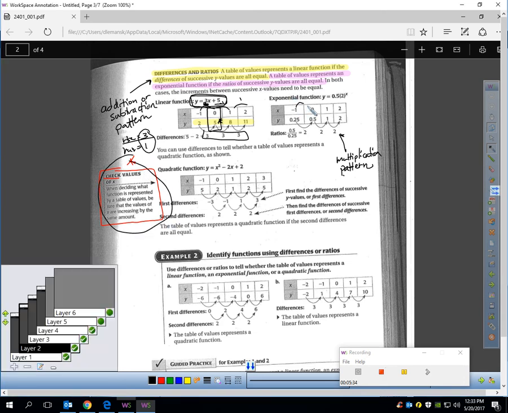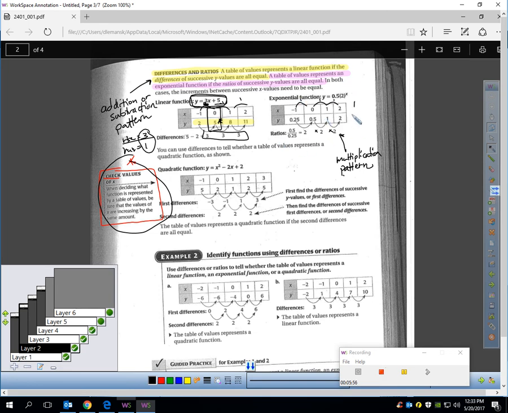Do we have a constant rate of increase here? And yes, I do. I have 1, 1, and 1. So do you notice we have a multiplication pattern? 0.25 times 2 gives me 0.5, and 0.5 times 2 gives me 1, and 1 times 2 is 2. This is definitely an exponential function.